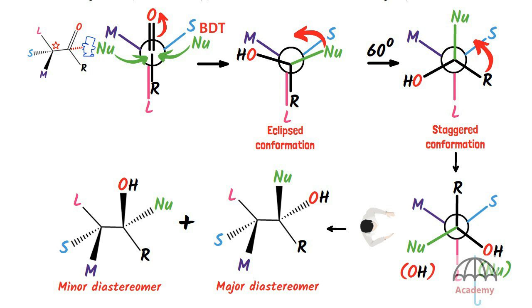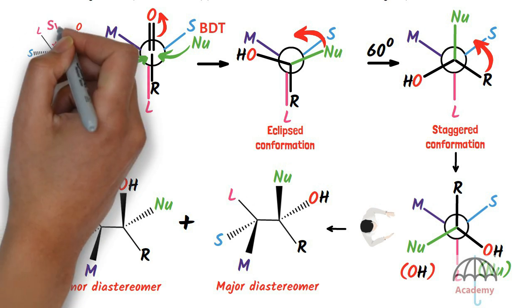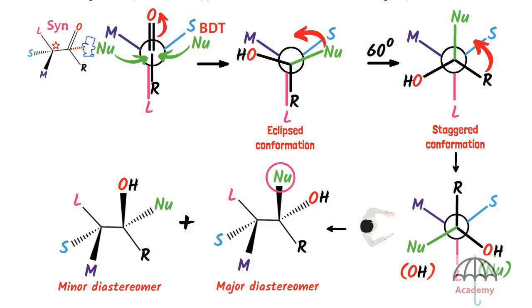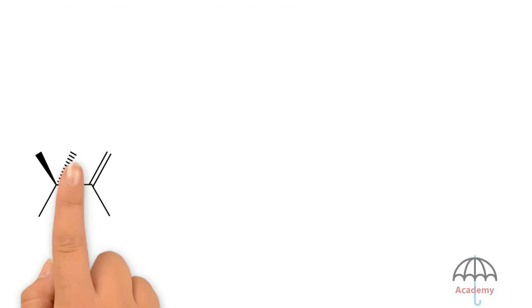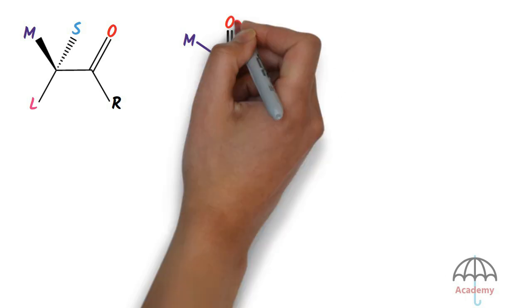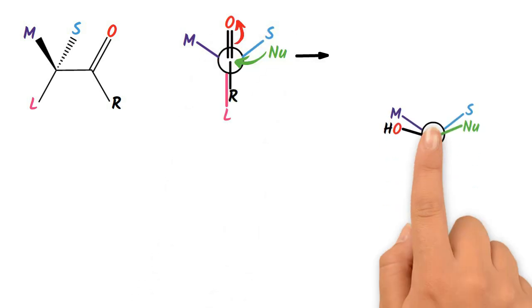Thus, in this particular case we can see that, in the reactant, when the large group is syn to the carbonyl oxygen, the major diastereomer has the nucleophile on the same side as the medium group. Now take the reactant molecule like this, where the large group is anti to the carbonyl oxygen. Then treat it with the nucleophile. As per Cram's model, we can write the reactive conformation like this. The approach of the nucleophile from the small group side forms this conformation.